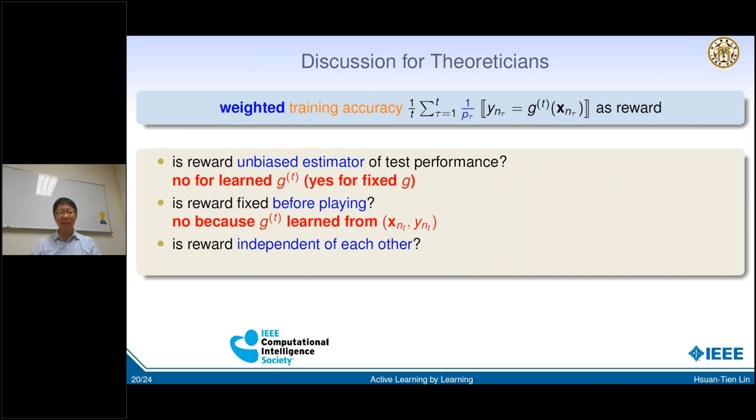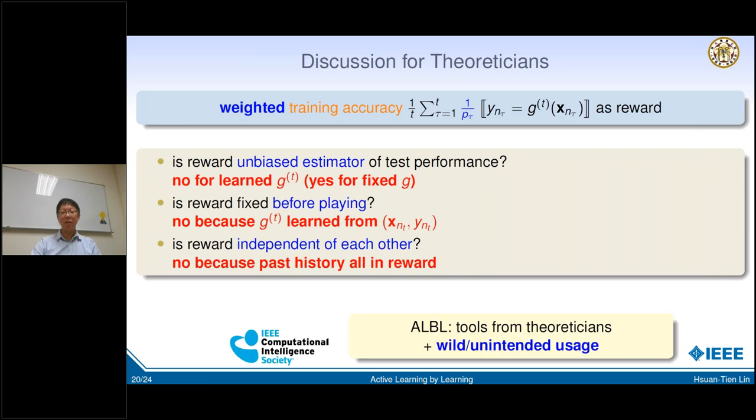And also, is the reward independent of each other? This is particularly needed for some bandit algorithms that try to use statistics to estimate the bandit performance. And the short answer is no, because our learned data set contains all the past history, and we use this learned data set to get G, and after getting G, we evaluate the performance. So this reward contains, in a sense, all the past history, and it is unlikely to be statistically independent. So you can see that our proposed active learning by learning algorithm comes from borrowing those tools from theoreticians, but with a kind of wild or unintended use. I believe this usage is not the design philosophy of those particular bandit algorithms like EXP4.P. But we use it wildly, and we get some success.